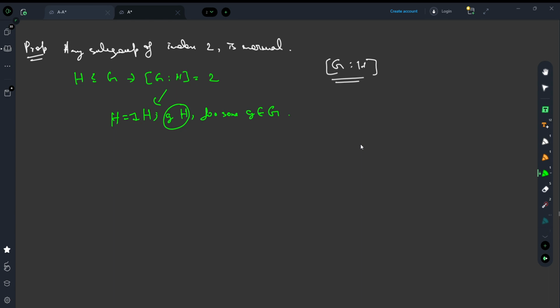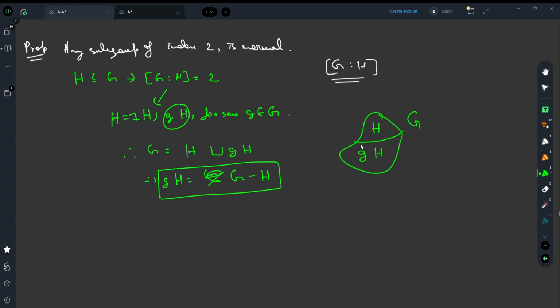So now we know that cosets partition the group, right? Therefore G is a disjoint union of H and gH. So suppose this is G, then it's a disjoint union of H and gH. But then observe, gH is nothing but G minus H. Sorry, G minus H, that is the complement of H in G. But I can do the same for right cosets as well, right? Because we know that the number of distinct left cosets equals the number of distinct right cosets, right?